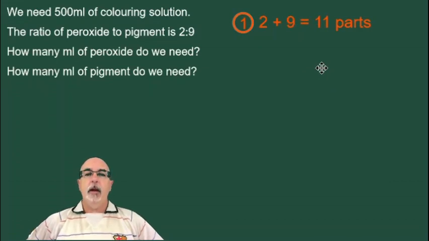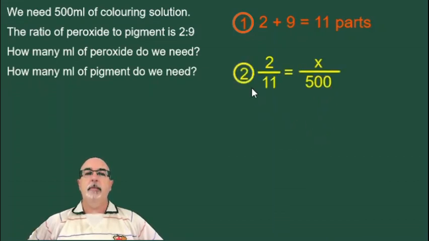Step 2 is to create a proportion. 2 over 11 is equal to x over 500. The 2 over 11 part represents the number of parts of peroxide over the total number of parts. And the x over 500 part represents the number of milliliters of peroxide over the total number of milliliters.